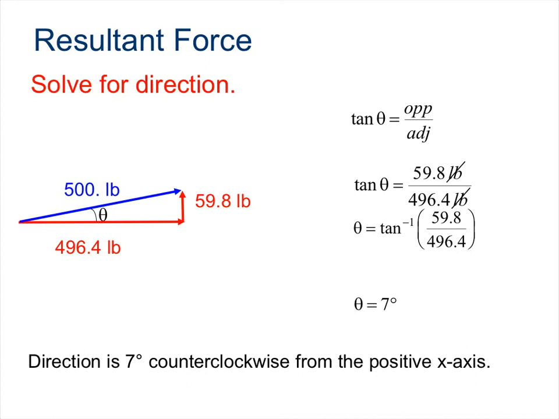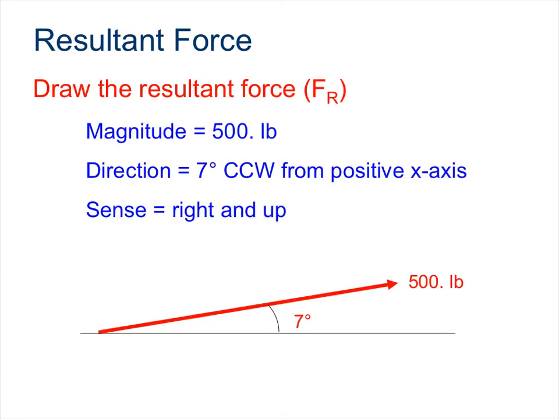If you're not sure how to find inverse tangent on your calculator, you're going to hit the second button and then click tangent. Our final answer for our resultant force is going to include all of these pieces of information. We'll have a magnitude of 500 pounds of force. Its direction is 7 degrees counterclockwise from the positive x-axis. And our sense, which describes the horizontal and vertical positions of our vector, is to the right and up.